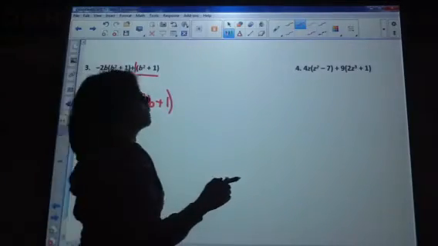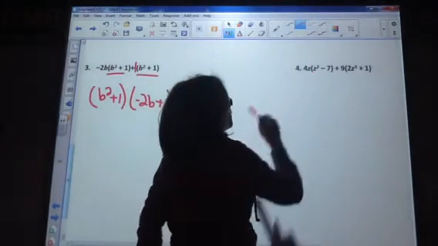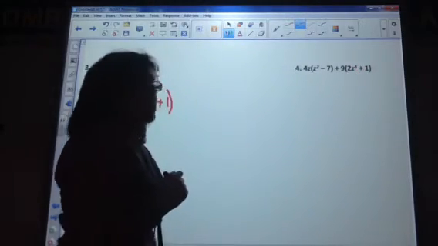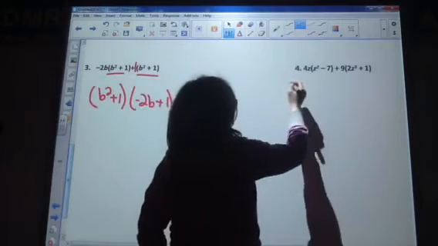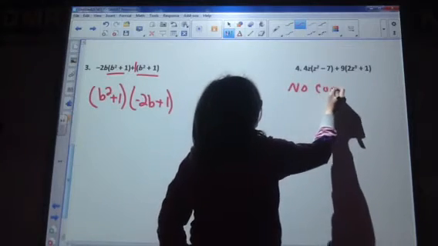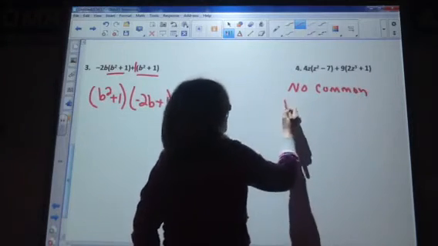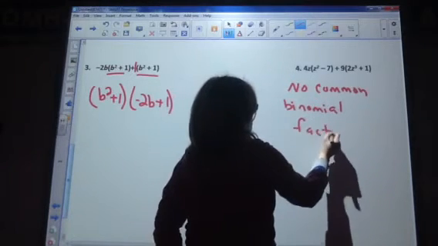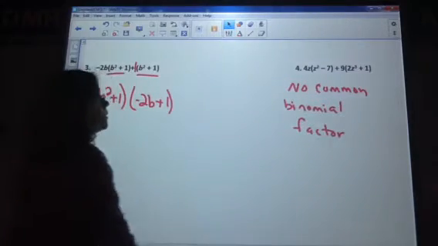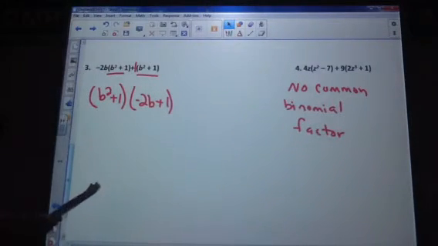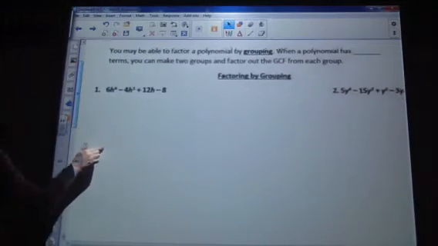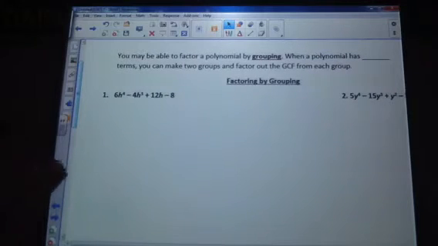On number 4, we have z squared minus 7 and 2z cubed plus 1. So do we have a common binomial factor? We do not. Therefore, you cannot factor that one.